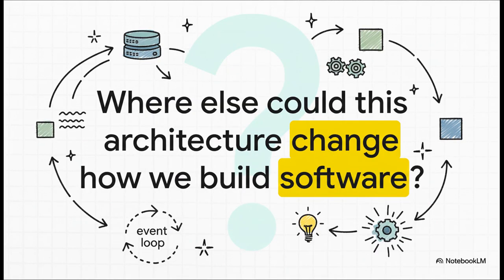And that leaves us with one last big idea to chew on. We've just seen how unbelievably powerful this event-driven, non-blocking model is for a web server. But if a single thread, when managed this cleverly, can achieve this kind of performance and scale, it makes you wonder, right? Where else could this architecture completely change the way we build software?